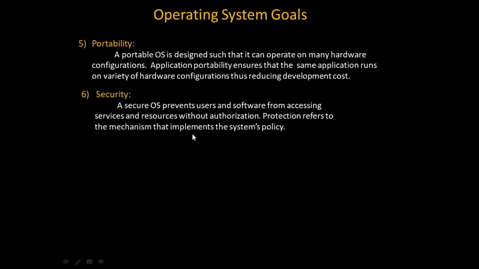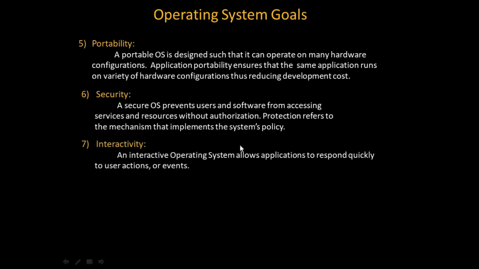For example, when you try to delete certain files in the computer, it says it requires administrative privileges. So there are some files you cannot delete. This is to enforce security, because it might be dangerous for you to delete those files. And also, if another person is to access your system, the person might need to know your password in case you protected your system with one. So a secured operating system prevents users and software from accessing services and resources without authorization.